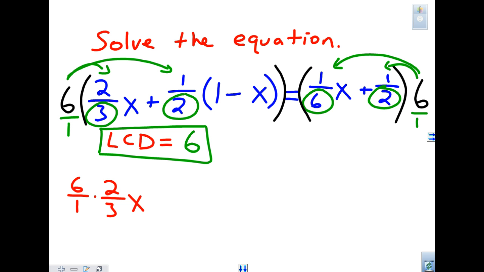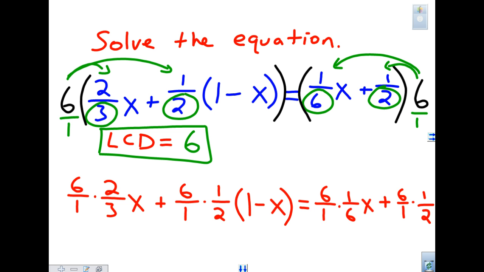We'll have the 6 over 1 getting multiplied to the 2/3 x, and we'll get the 6 over 1 being multiplied to the second term, the 1/2 times 1 minus x. We'll do the same thing to the right-hand side. We'll multiply the 6 over 1 to the 1/6 x and the 6 over 1 to the 1/2. And what we're going to do, just like we did in the last example, is we're going to simplify. And what should happen is that all the fractions should just disappear.